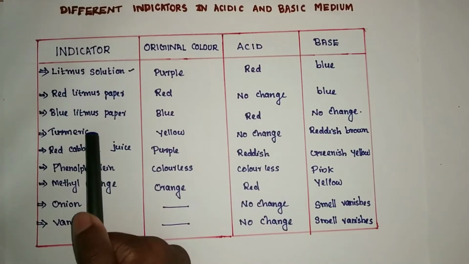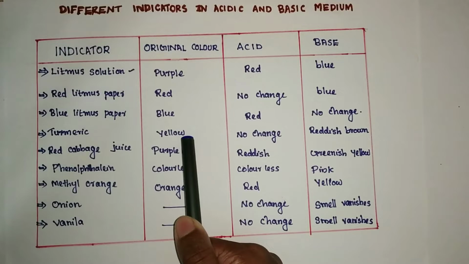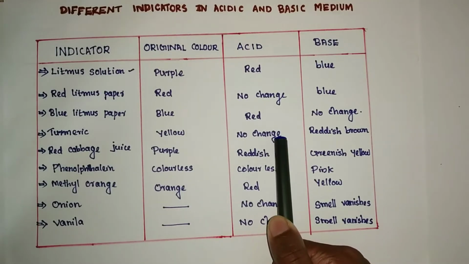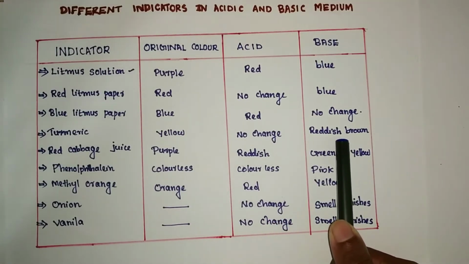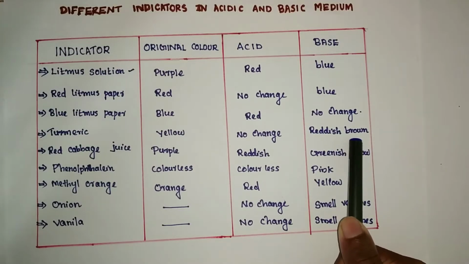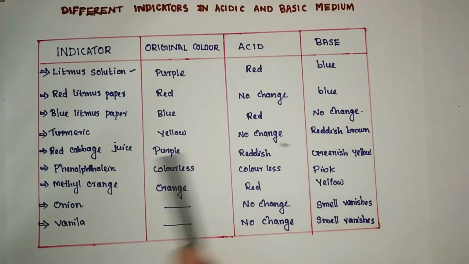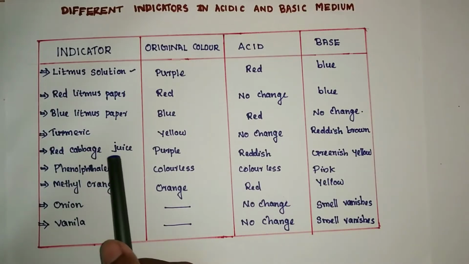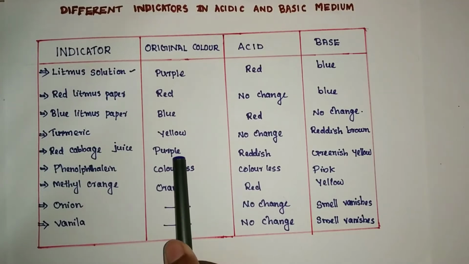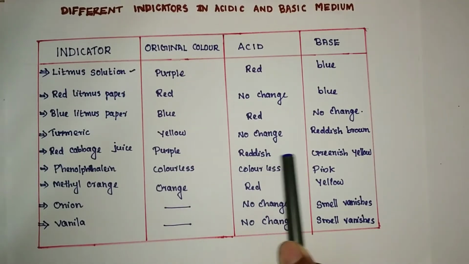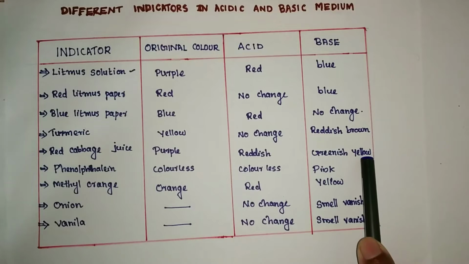Next type of indicator is turmeric. Its original color is yellow. It will not show any change in acid, but in bases it changes its color to reddish brown. We are familiar with this color when any food ingredient sticks on our cloth. If you wash it with soap, the yellow color of that mark changes to reddish brown because soap is basic in nature. Next indicator is red cabbage juice. Actual color is purple. In acid it shows reddish color and in base it shows greenish yellow color.